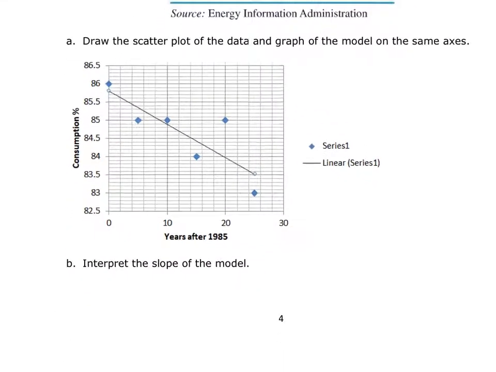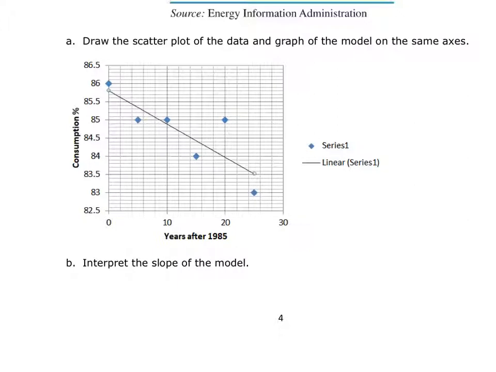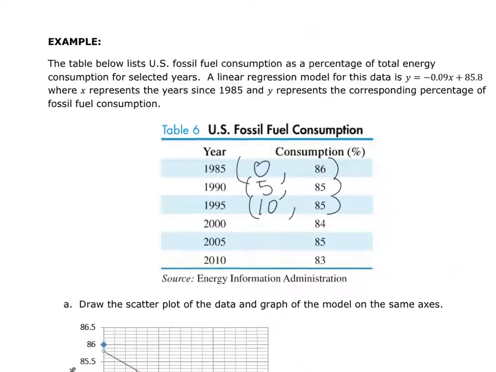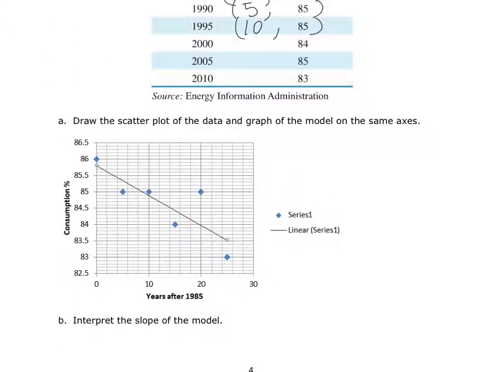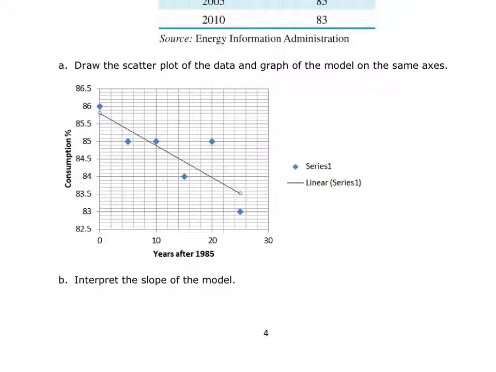Here's mine. Now, the slope. You can see by looking at my graph that the slope is negative. And the equation that's given to us also is negative. It is a negative 0.9. So when we are going to interpret the slope, that means as the years progressed from 1985, because that is our delta X, the consumption of fossil fuels has decreased. So the negative means we have decreased. Remember, it is the change in Y over the change in X, but you talk about the X first.